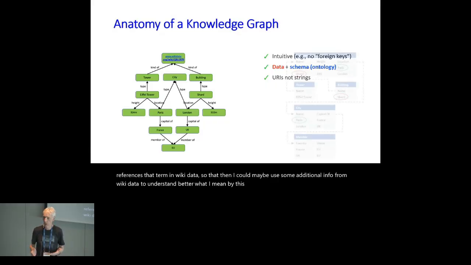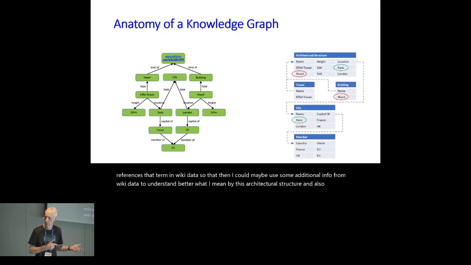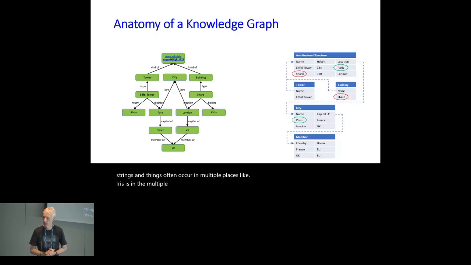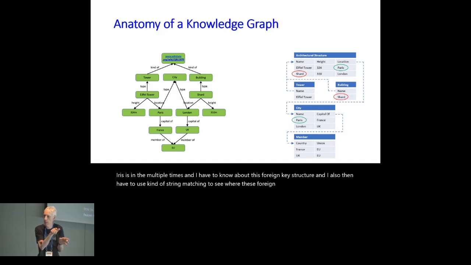And also, going back to our relational database, with these foreign key links, everything in there is strings, and things often occur in multiple places. Like I think Paris is in there multiple times, and I have to know about this foreign key structure, and I also have to use string matching to see where these foreign keys are really pointing. It's not an explicit link as it is in the knowledge graph.